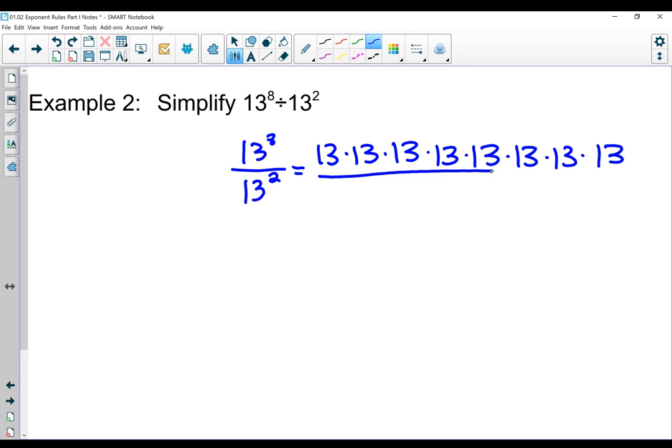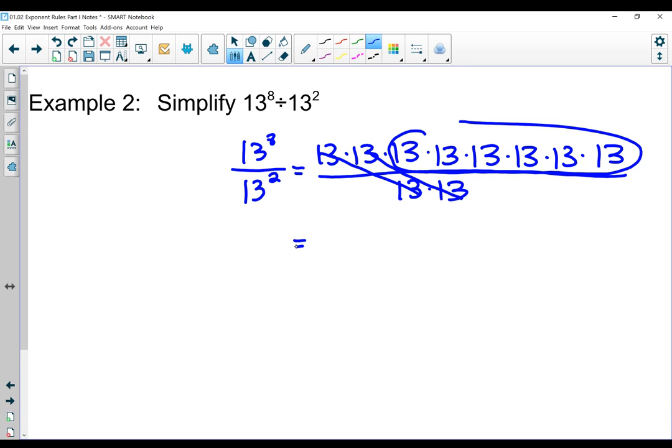And then in my denominator, I would have 2 factors of 13. And they have now 2 factors on the top and bottom that I can divide out because they equal 1. So if I've taken 2 of those factors away, then I'm really subtracting 8 minus 2. And let's just look at this. 8 minus 2 is 6, and it works out. I have 6 factors left. So I have 13 to the 6th power.